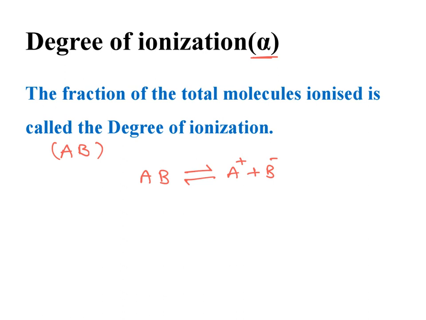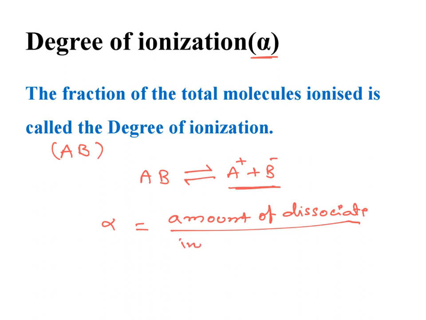Now, what is the degree of ionization? It is the fraction of the total molecules which is ionized relative to the initial concentration. That is, alpha equals the amount dissociated, how much it is dissociated, divided by the initial concentration, which gives the degree of dissociation value.